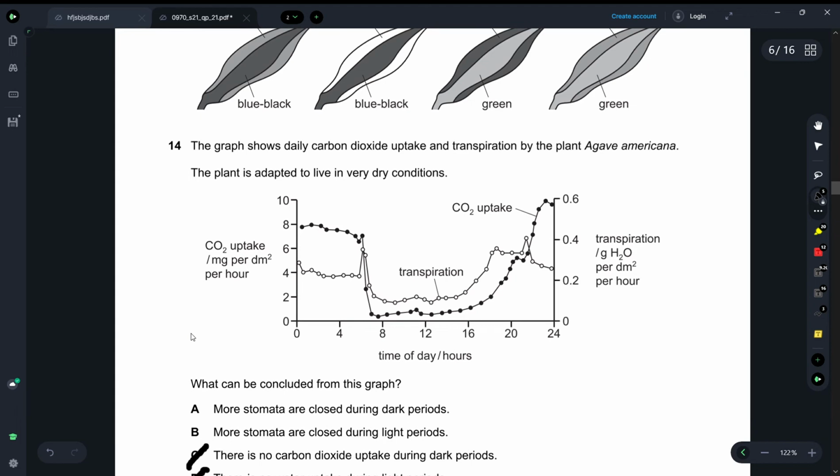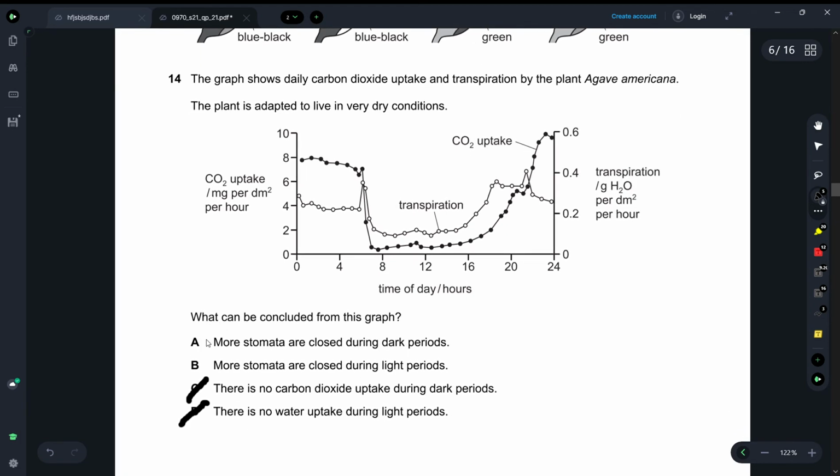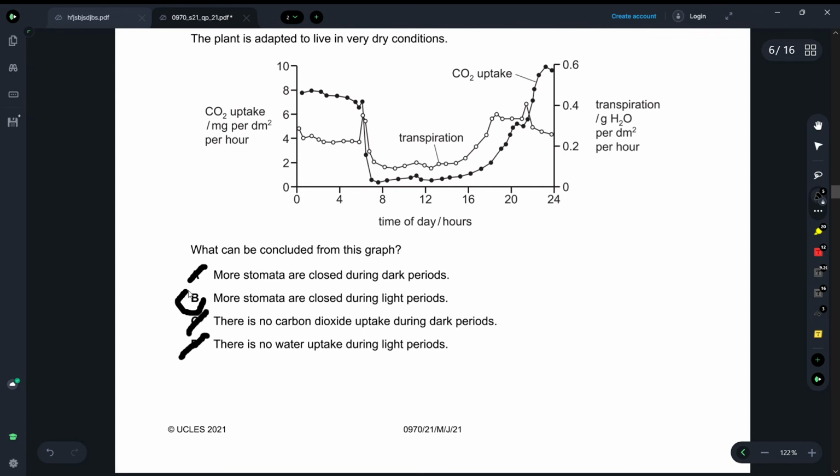Which is true though, but then more stomata, no more, but more are closed during light periods. Yeah, from this graph.